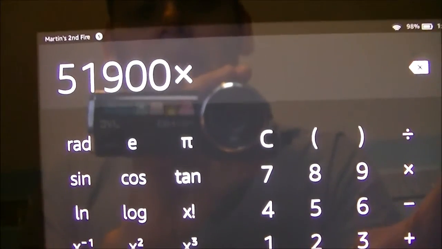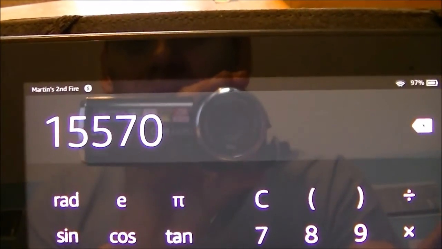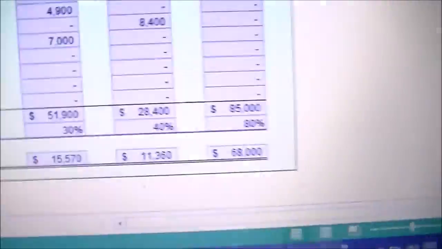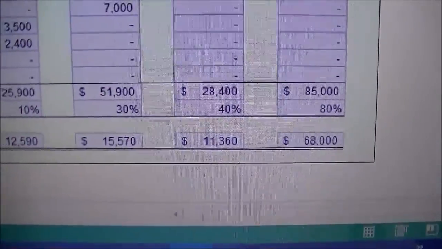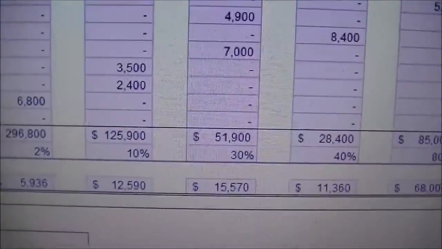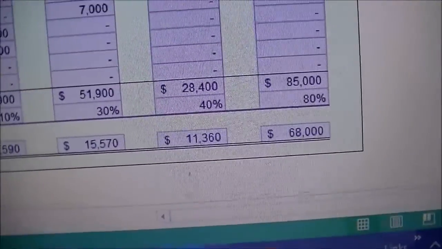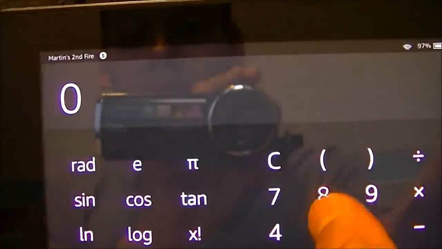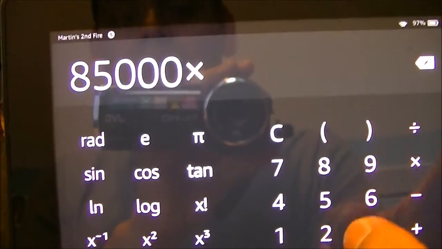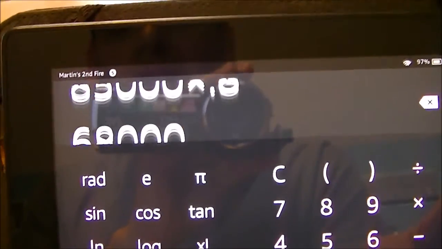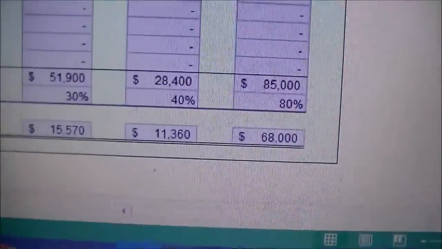Oops, wait a minute. And you have 15,570. And you plug that number right on in there, 15,570. Let's do another one. Let's do the 85,000 times 80%. 85,000 times 0.8 is 68,000. And you'll go ahead and plug that number in there, 68,000.